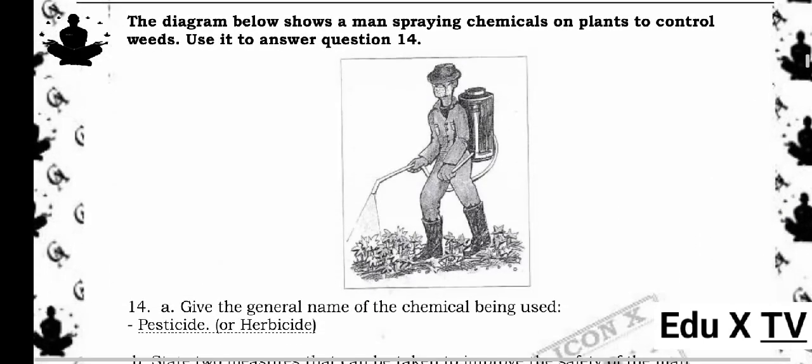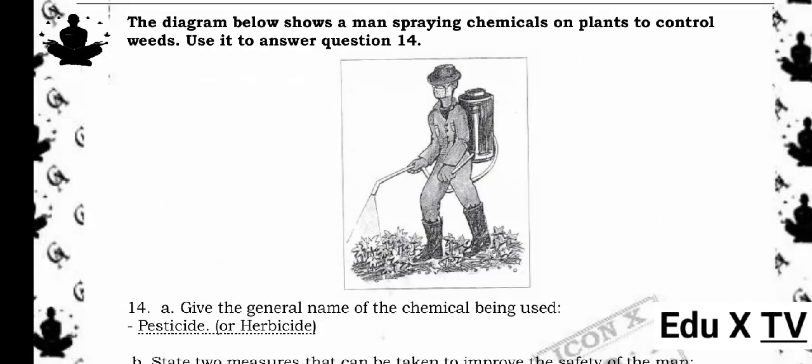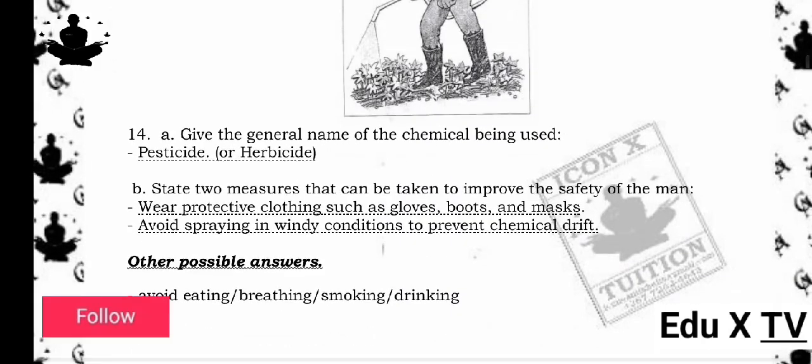The diagram below shows a man spraying chemicals on plants to control weeds. Use it to answer question 14. 14. A. Give the general name of the chemical being used. Pesticide. Or herbicide. B. State 2 measures that can be taken to improve the safety of the man.